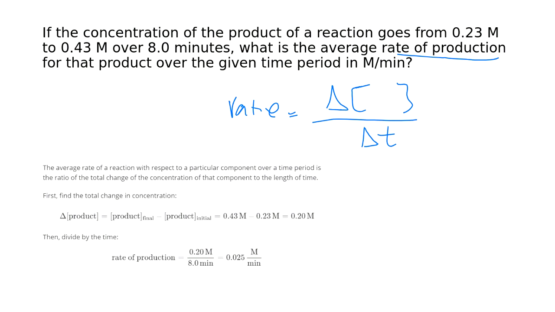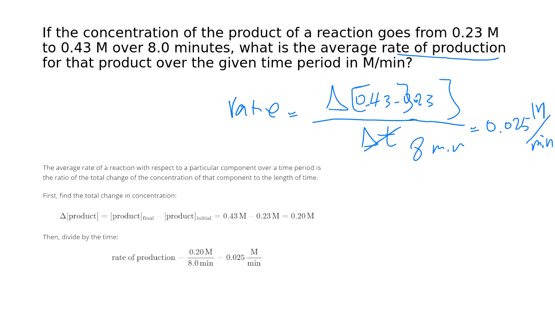The change in concentration is final minus initial, so 0.43 minus 0.23, over the change in time. It says over 8 minutes, so you can change that to 8 minutes and do simple math: 0.2 over 8, and that is going to give you 0.25 mole per liter, or molarity, over time. The unit of time here is minutes.